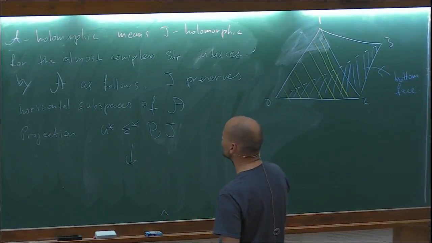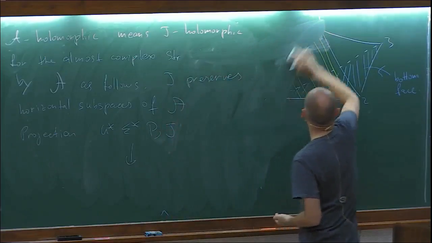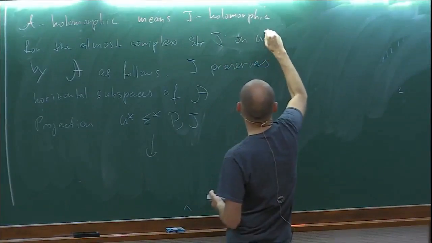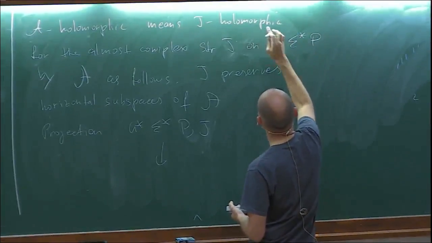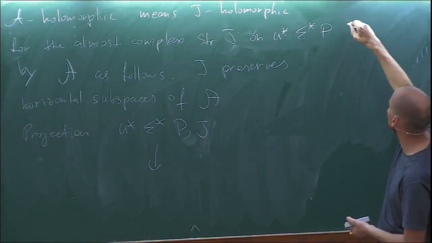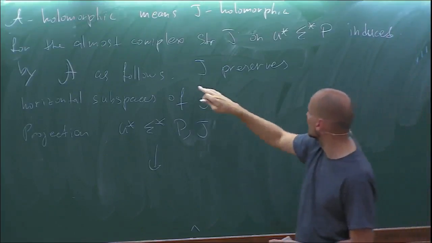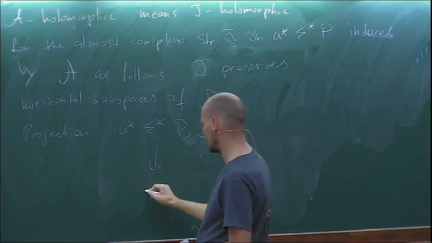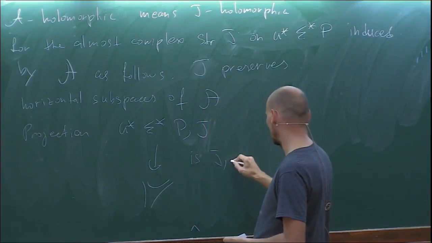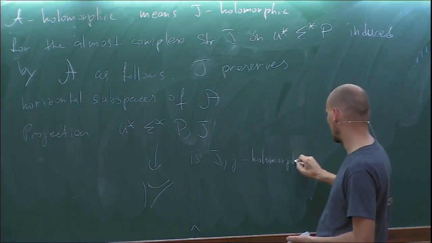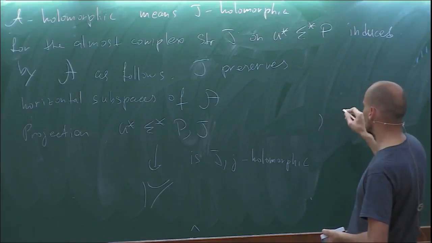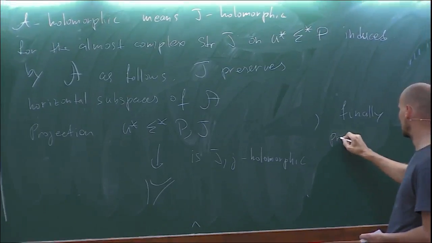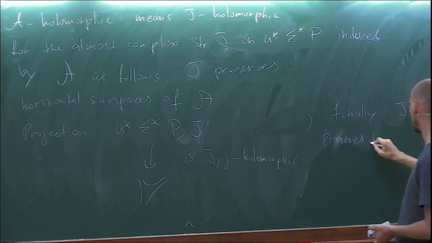So A-holomorphic. Let me expand this a little bit. It's J-holomorphic with almost complex structure J on U alpha star sigma alpha star P induced by A as follows. J preserves the horizontal subspaces of A, and the projection is J-holomorphic, and finally J preserves the vertical tangent spaces.